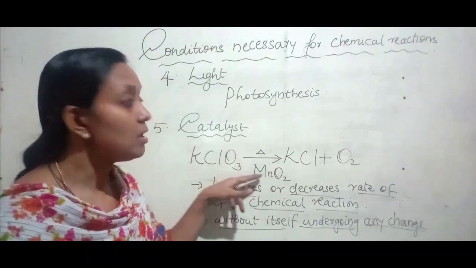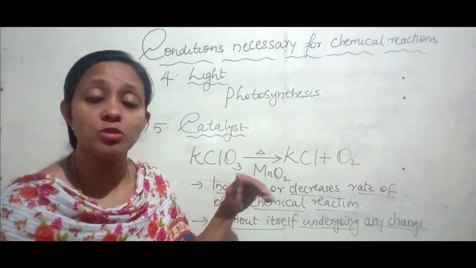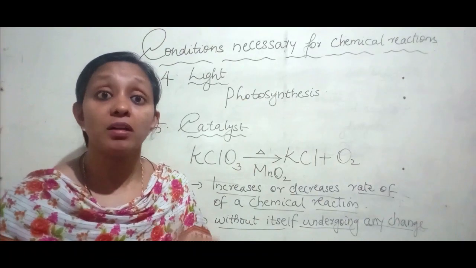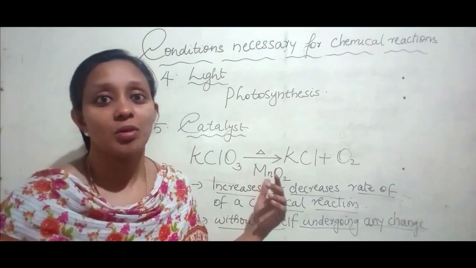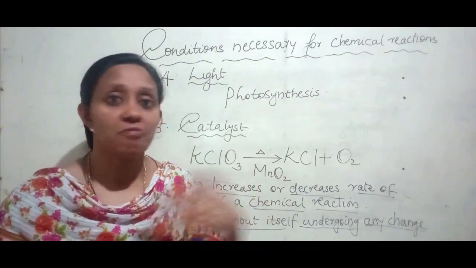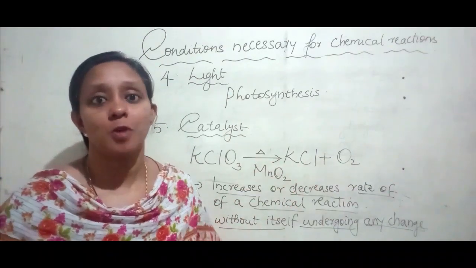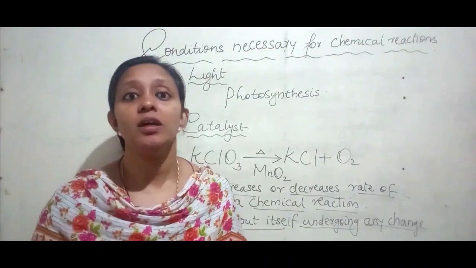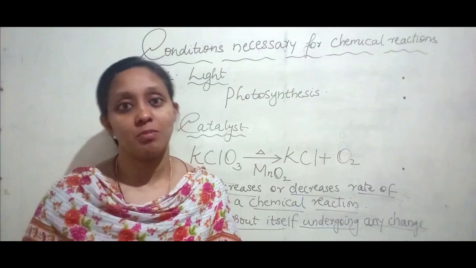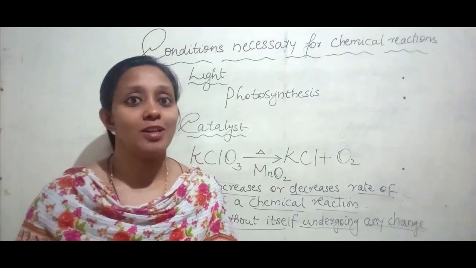So here, children, if manganese dioxide is not used, the reaction will take place, but it takes a lot of time. But on adding manganese dioxide, what happens? The reaction occurs very quickly and you will be getting the products very fast. Okay, so this is all that we have to learn regarding the conditions of a chemical reaction. I hope all the points are clear to you.